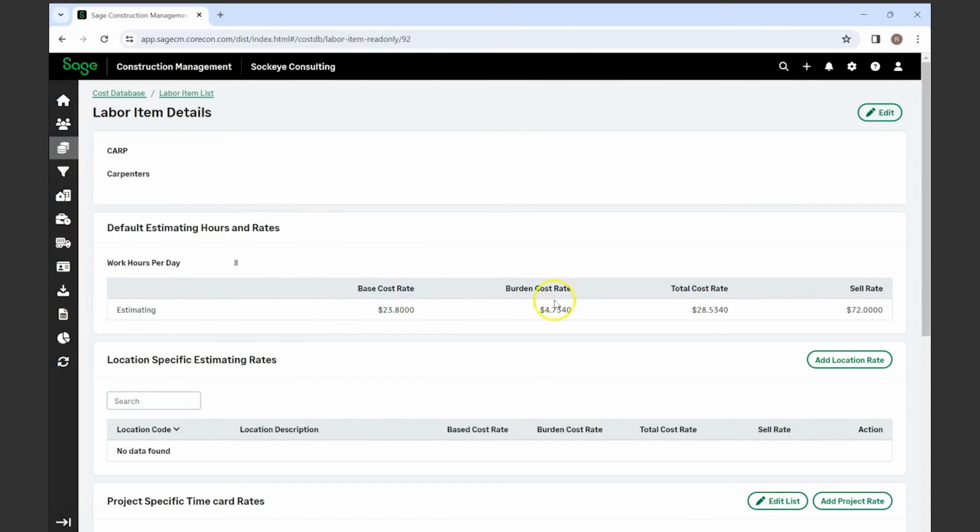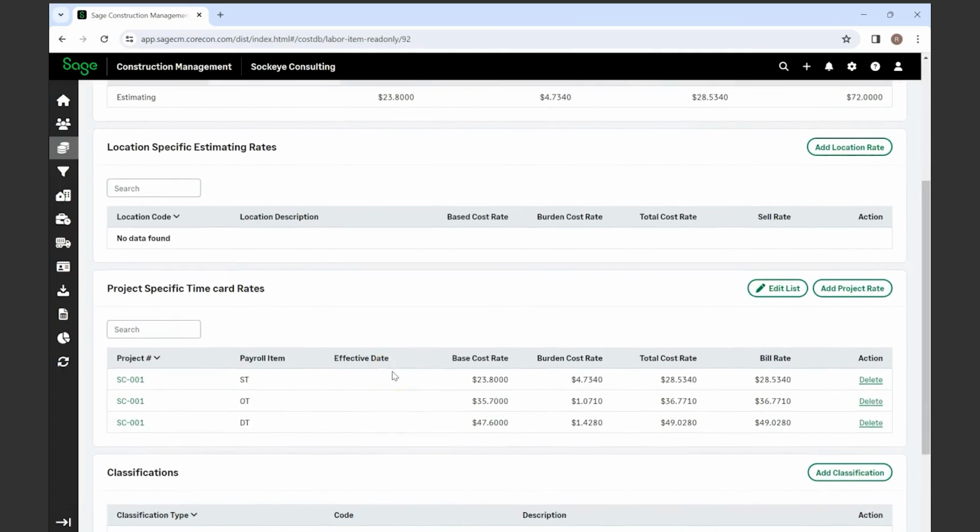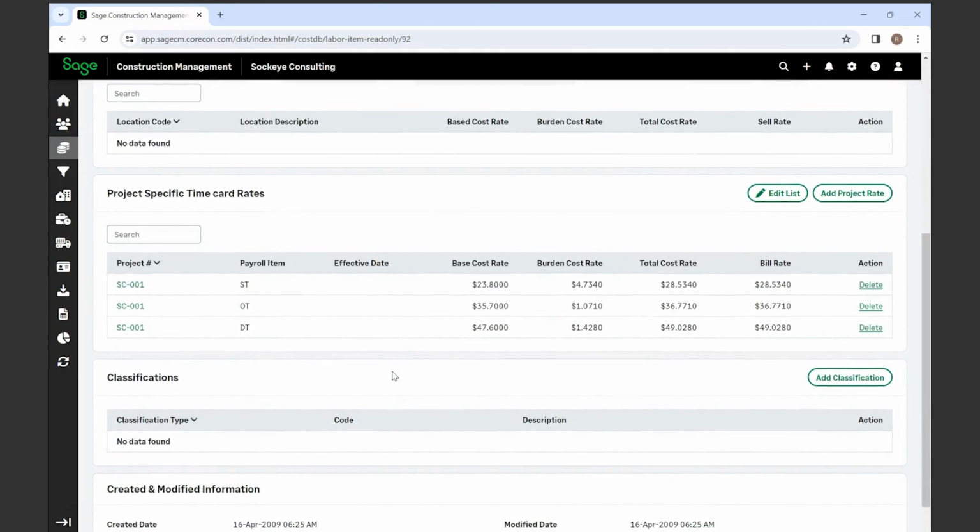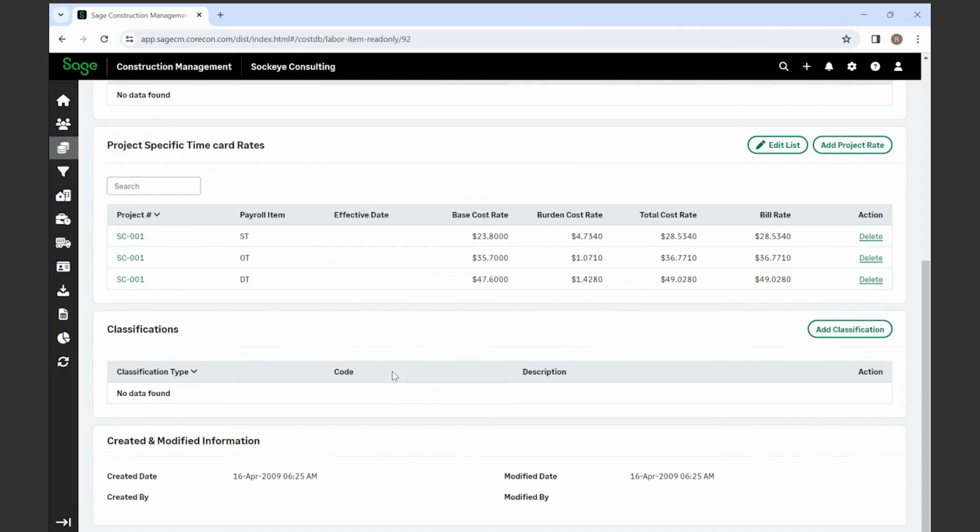So it gives you your base cost, your burden, and your total cost, as well as the sell rate that you put it in for. Those kind of items particularly help with your estimating as well, because you can do a comparison of what it actually cost you versus what you sold it at. Location specific, again, project specific, so you can put in specific time card rates based on a project and any classifications. So that's really the gist of your construction management section of Sage Construction Management.